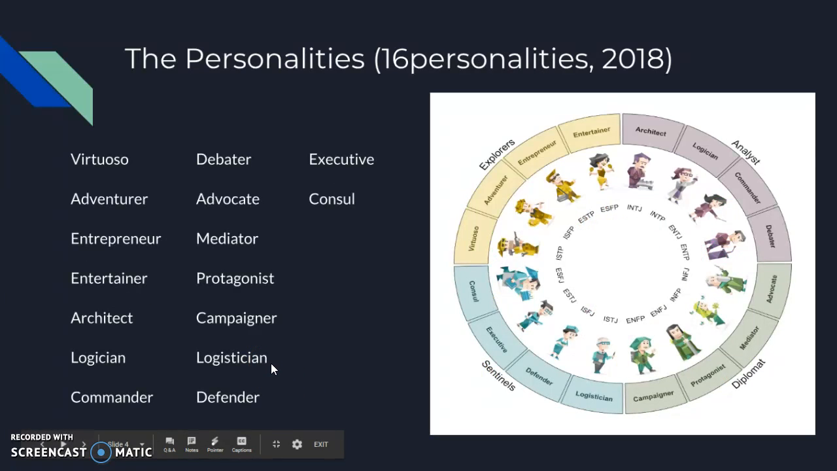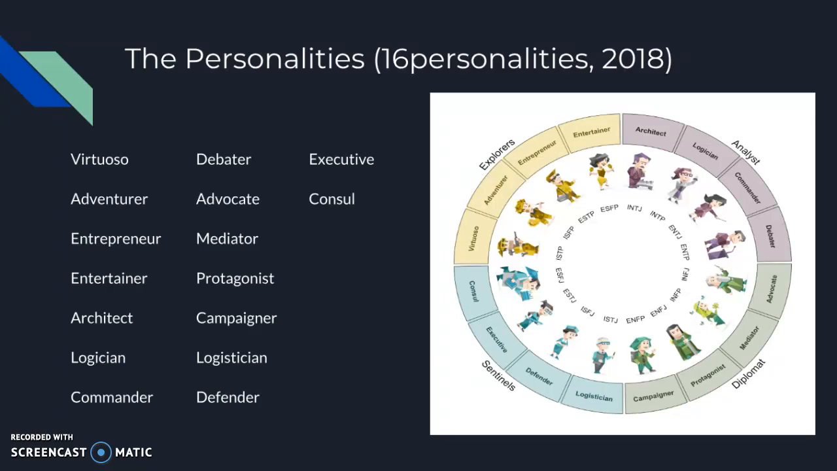Nearest breaks the 16 personalities into 4 distinct categories. The analysts include the architect, logician, commander, and debater. Each of these 4 personalities pursues knowledge and intellectuals. The diplomat is the next category. Included are the advocate, mediator, protagonist, and campaigner. These personalities look to lead and help anyone who needs it.